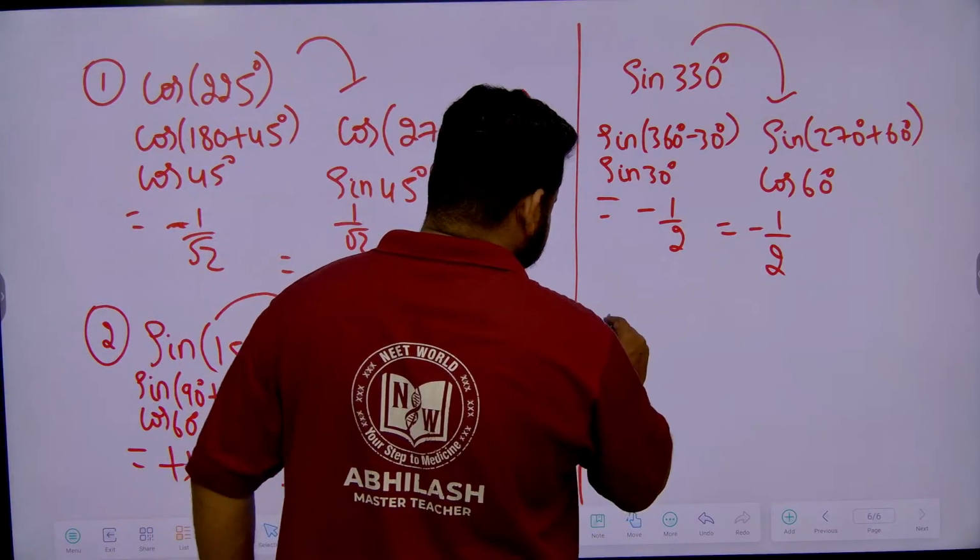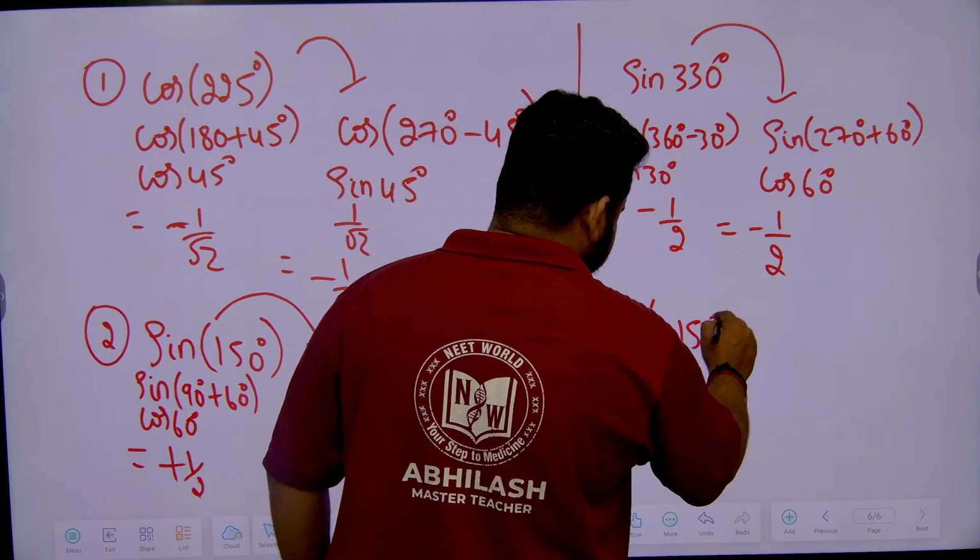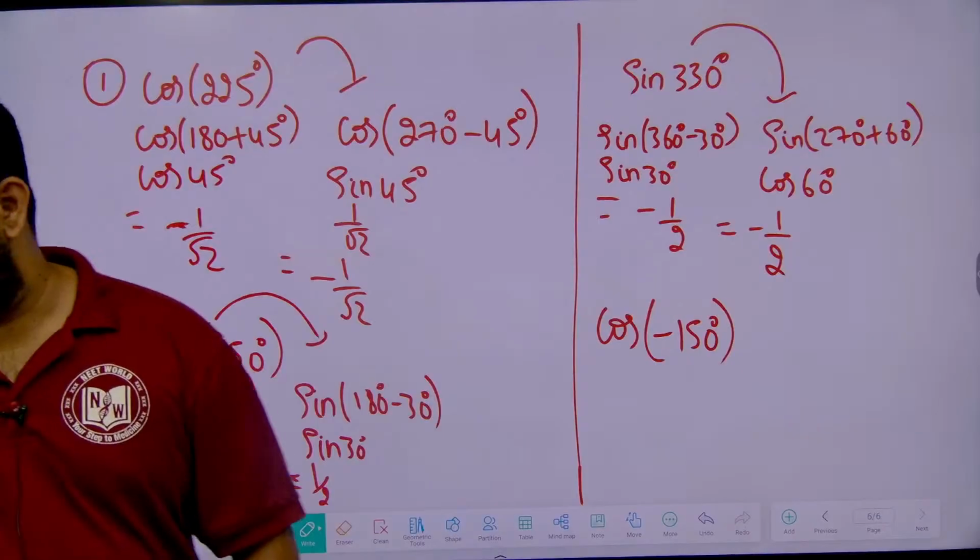Next question. Find the value of cos minus 150 degree.